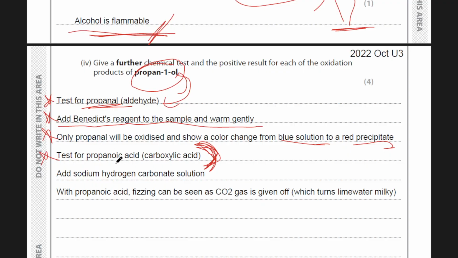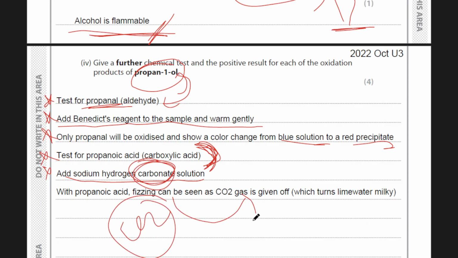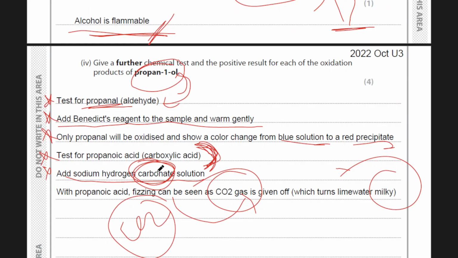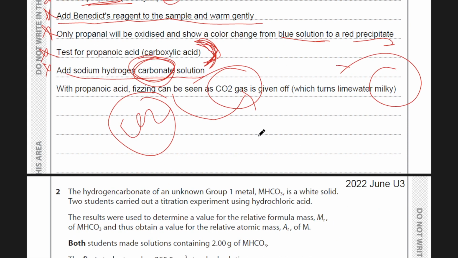So for testing the presence of a carboxylic group, we can just add sodium hydrogen carbonate solution, and due to the presence of carbonate, carbon dioxide will be produced, which is a fizzing gas. The whole point of producing carbon dioxide gas is to pass it through lime water, and if it's carbon dioxide gas, the lime water will turn milky, and that is how we can ensure that carbon dioxide gas was there, or that the carboxylic group is present in that compound.